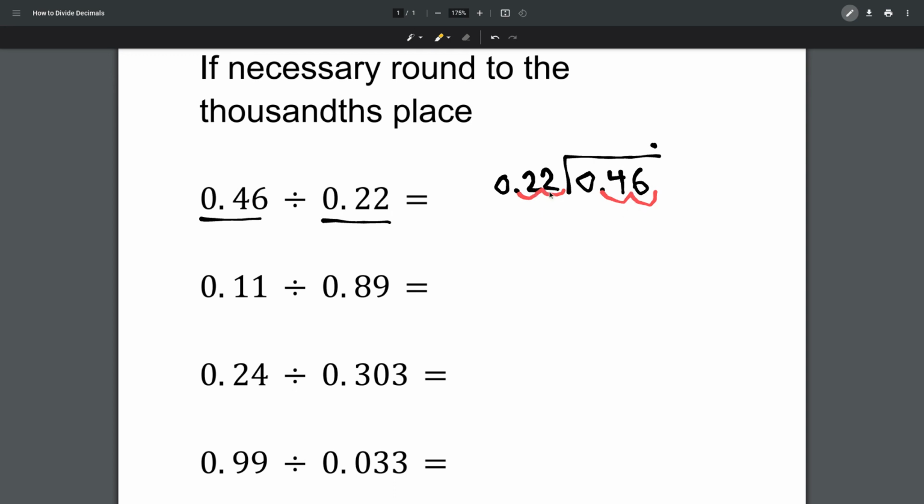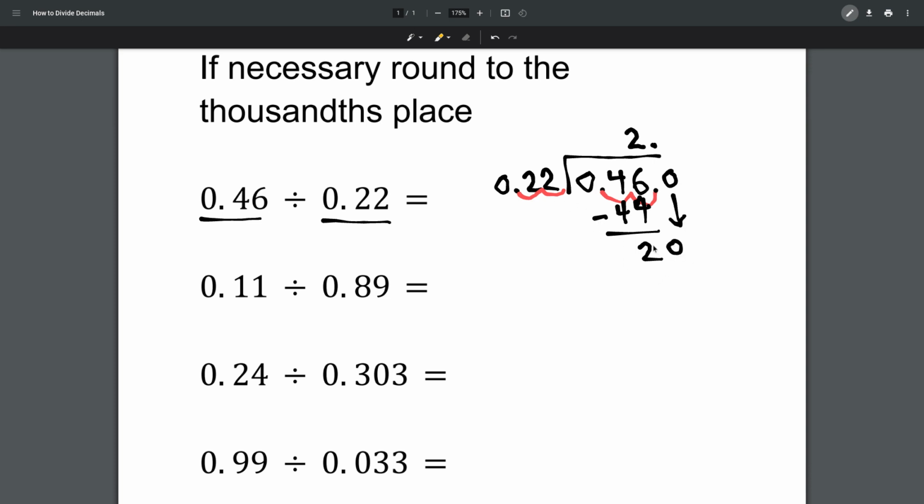So how many times does 22 go into 46? Well, it goes in 2 times. So 2 times 22 is 44. And 46 minus 44 is 2. Okay, and again, we've got the decimal point here. I'm going to add a 0 and bring it down. And now we've got 20.